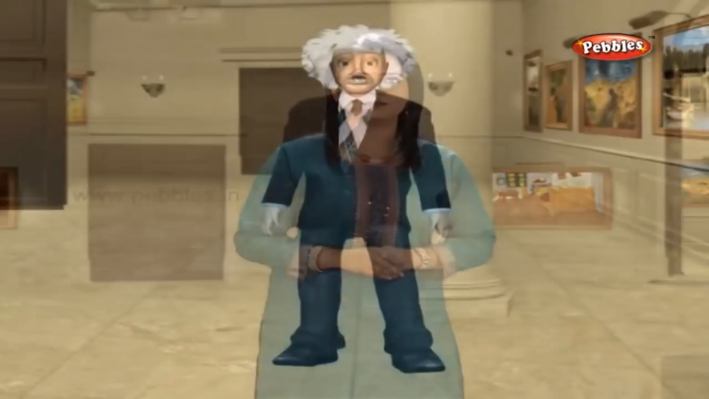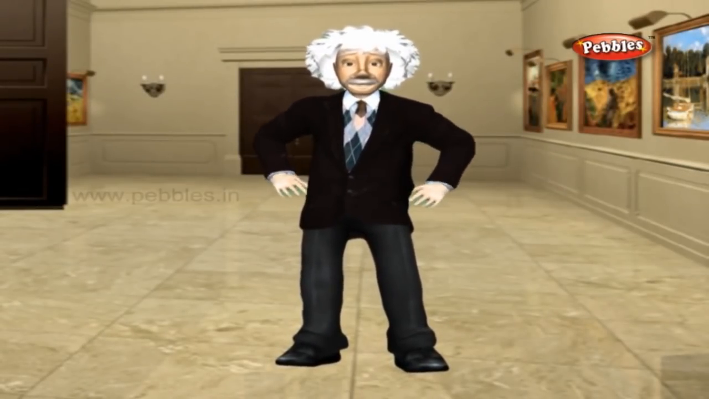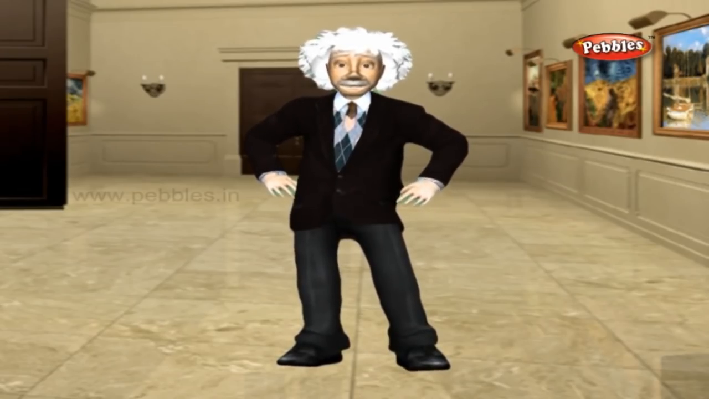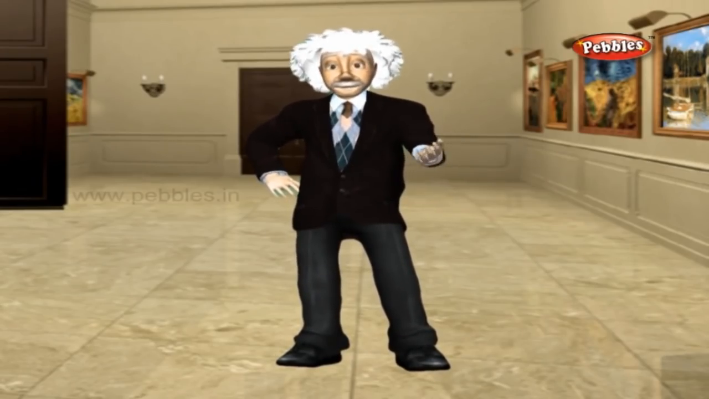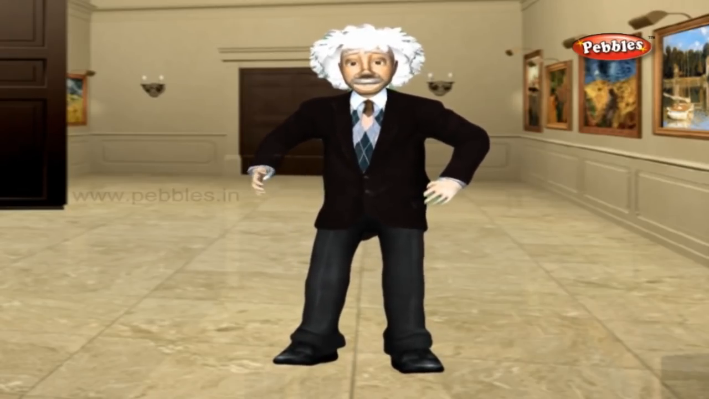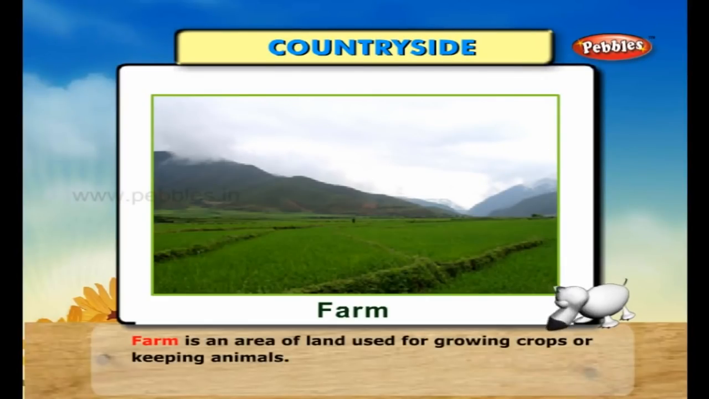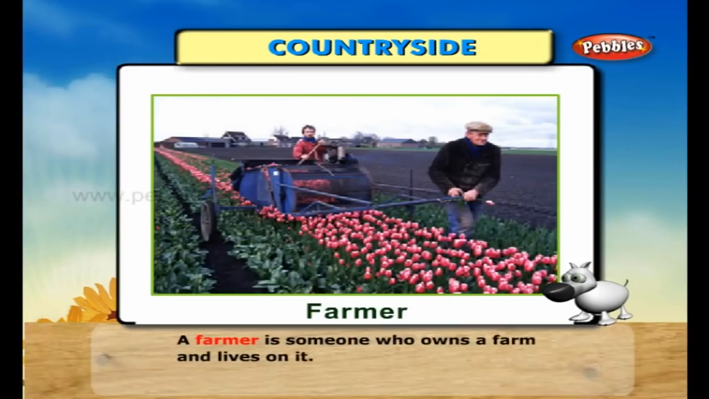Let's take a look at the countryside. Countryside is the area outside towns and cities with farms, fields and trees. Farm is an area of land used for growing crops or keeping animals. A farmer is someone who owns a farm and lives on it.